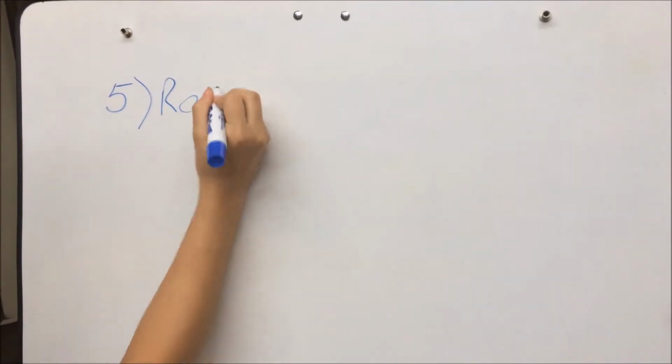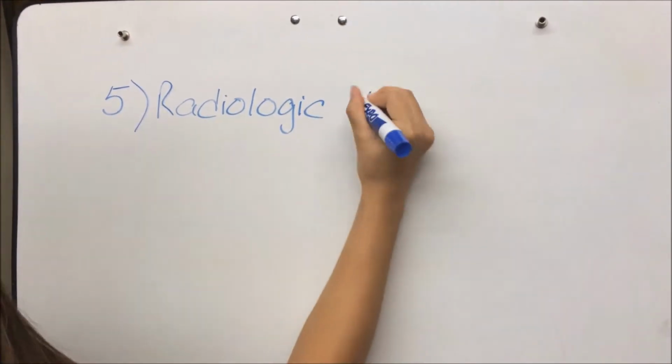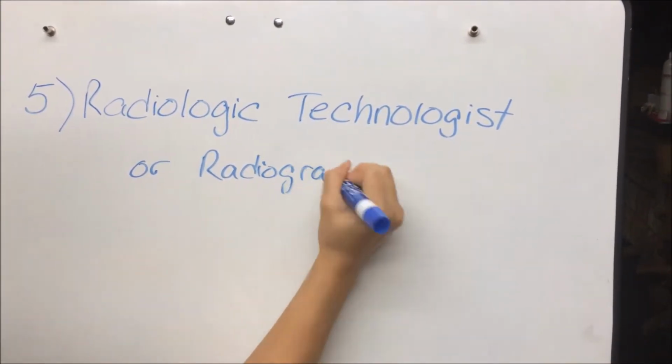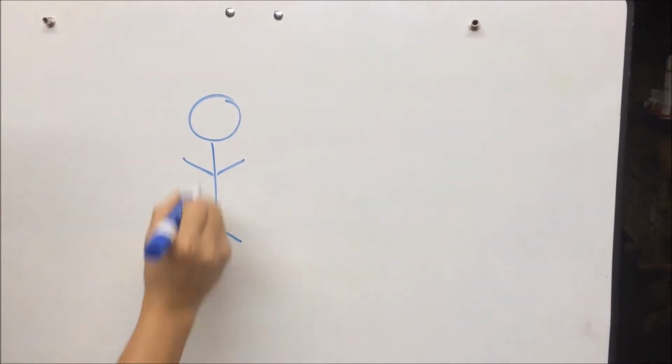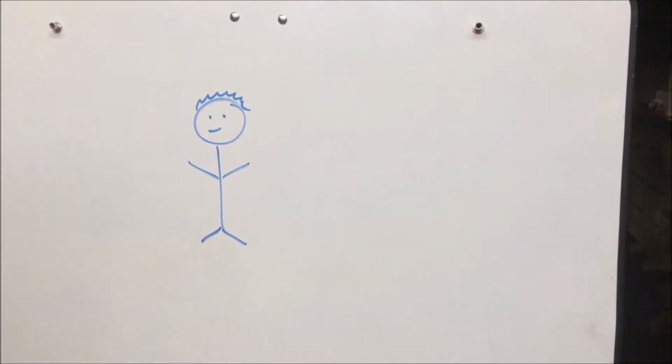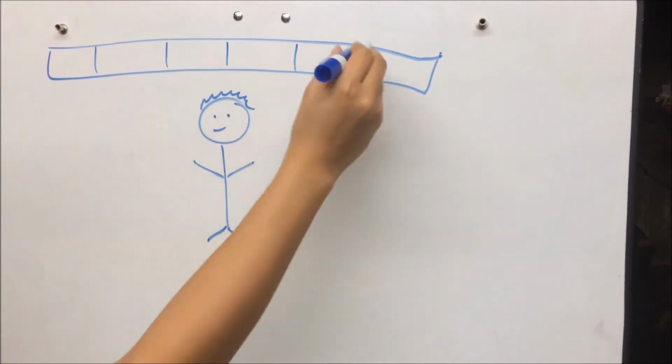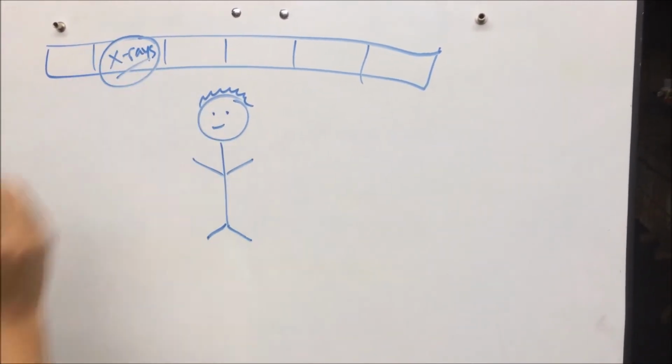The fifth profession is the radiologic technologist, or the radiographer for short. The primary equipment that a radiographer uses is the X-ray. X-rays make diagnosis easier because they are non-invasive. On the electromagnetic spectrum, they rank second, and this allows them to pass through certain structures.